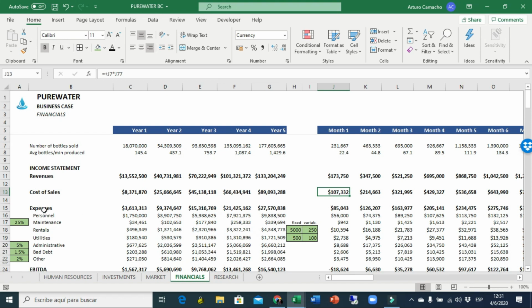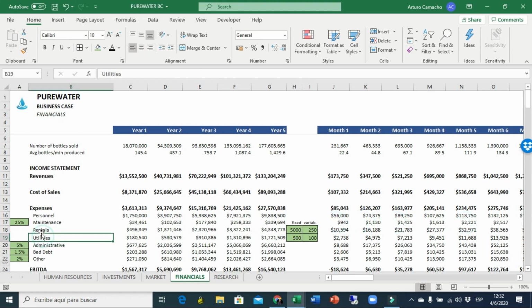Okay, then the expenses. Personnel is taken directly from the Human Resources worksheet. The maintenance is always done as a percentage of the investments that you have installed so far, divided by 12. I mean, it's 25% of the investment divided by 12, the normal equation I used to employ in my business cases. So you just have that formula throughout all the months.